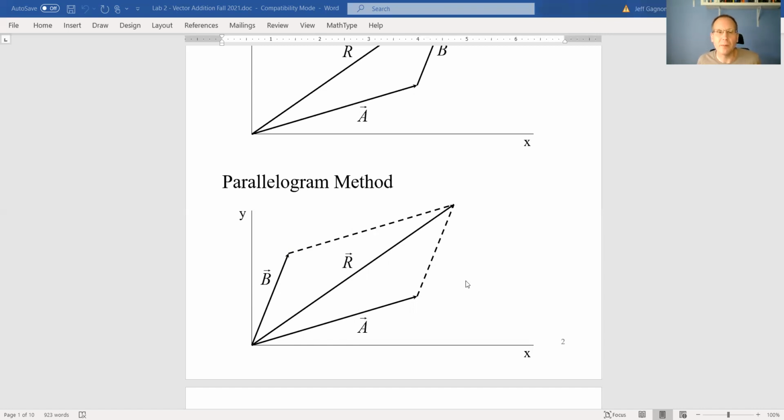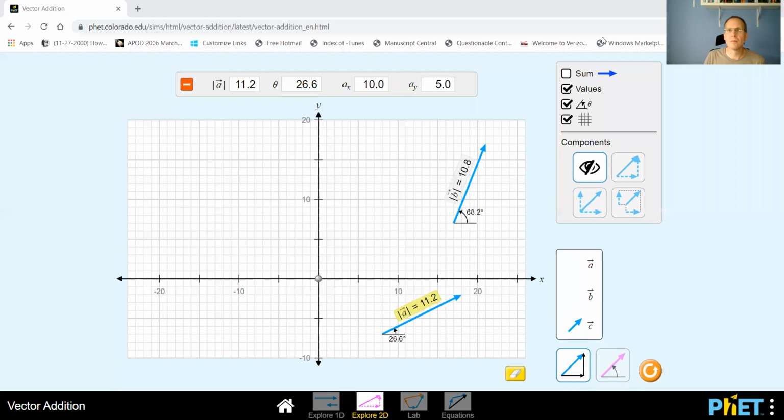Let me show you these two techniques again, using a simulation from PhET. Okay, so same exact thing. I just want to show you using the simulation. Let's say I have a vector A here. It has a magnitude of 11.2, whatever it may be. Let's say it's a force, in newtons, and its direction is 26.6 degrees. So again, that's from the positive x-axis counterclockwise. And then I have a vector B here. It has a magnitude of 10.8 newtons, and its angle is 68.2 degrees.